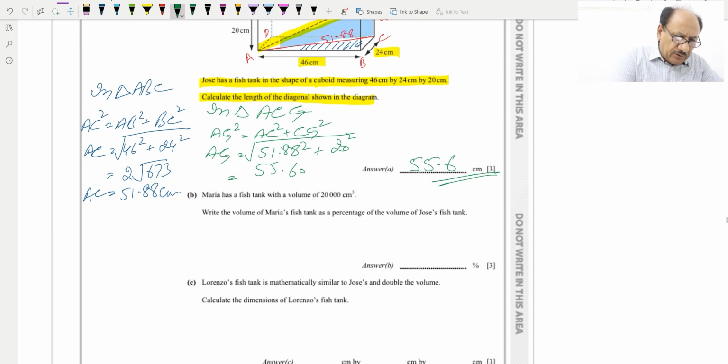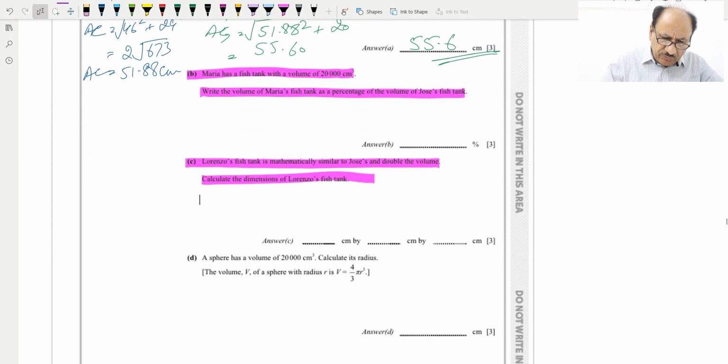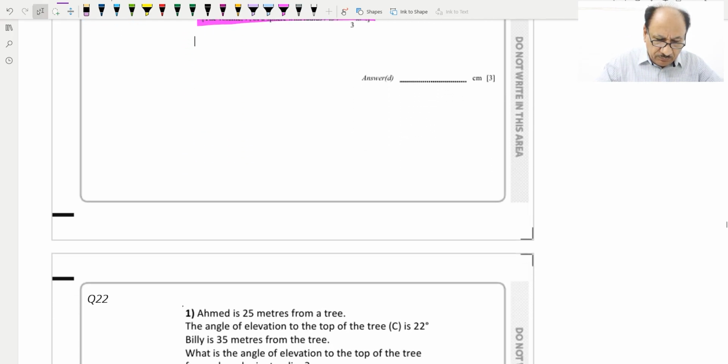Now for part B, Maria has a fish tank, and they are asking us to find the volume, which is not the topic of this video, so I'm skipping this one. And the next one is mathematics, this is similarity. I'm skipping this also. We'll be doing these topics separately in separate videos. Sphere of volume, calculate radius, this is also not the topic of this video, so I'm skipping these parts.